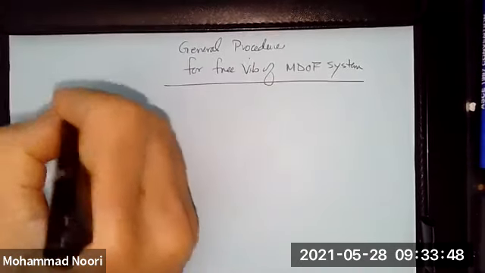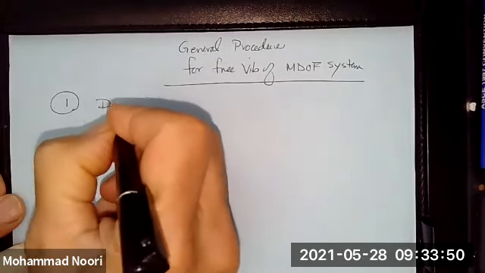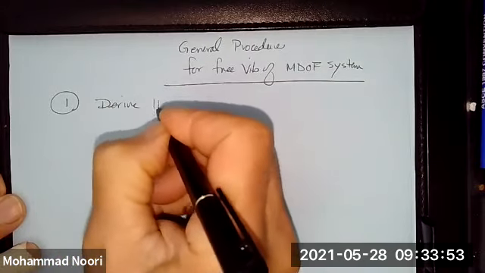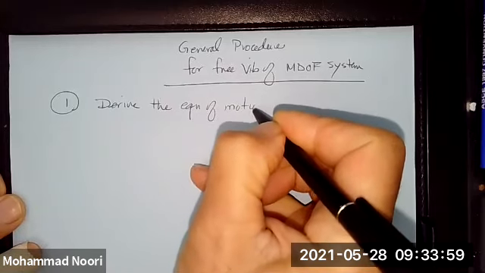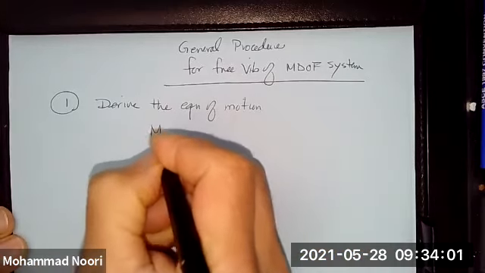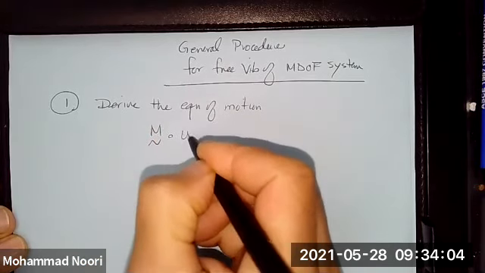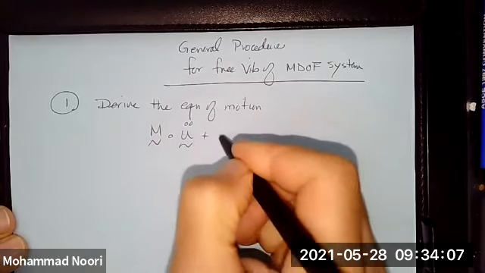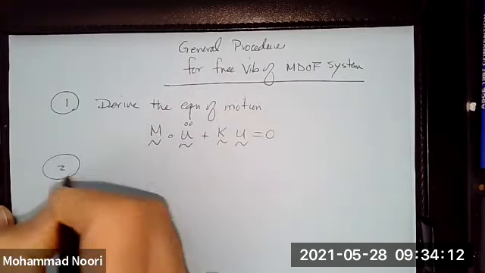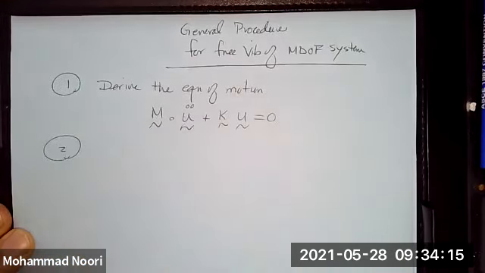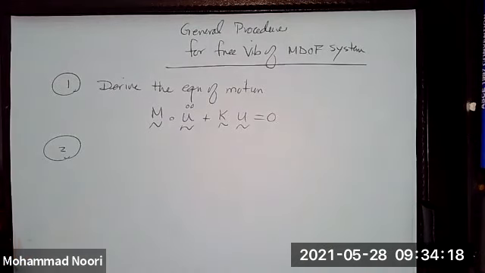So step number 1, what did you do? We derive the equation of motion. When you do that, you end up with a matrix equation that looks like this. Step number two, forget about all those assumptions that I would assume U1 is A1 sine omega t, U2 is A2 sine omega t. Doesn't matter. You may have n number of degrees of freedom.